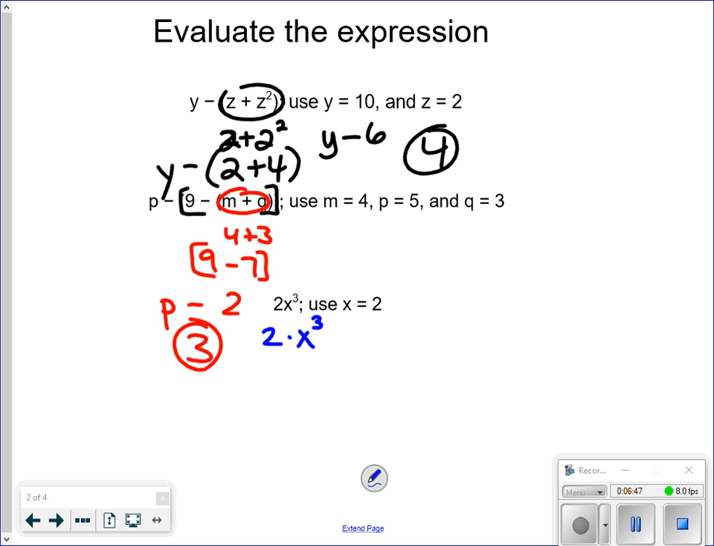In the order of operations, you have to do exponents first. And there's no grouping symbols that groups anything together. So x to the third, we don't know, but 2 to the third, because we substitute 2 in for x, is 8. So we do 2 times 8, which is 16.